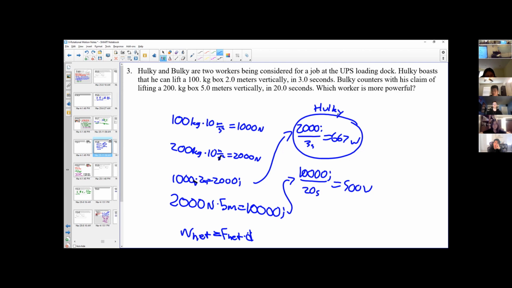So which one do you think the UPS would hire? Good question. Probably Hulky because he's faster. They've got to get things loaded and unloaded quickly so they get their packages out. All right, any questions? All right, very good. So let's switch the share here. Go ahead and close this down.